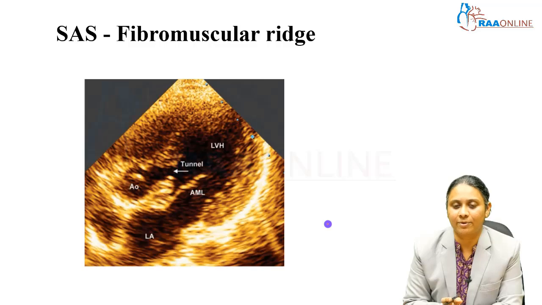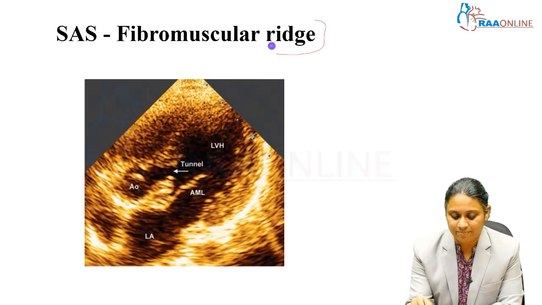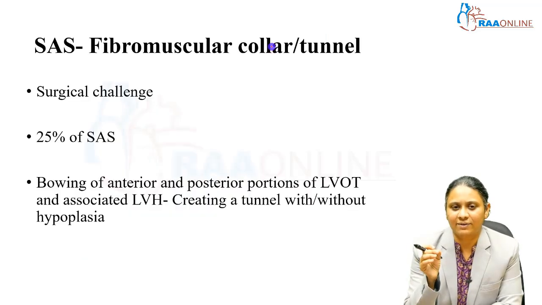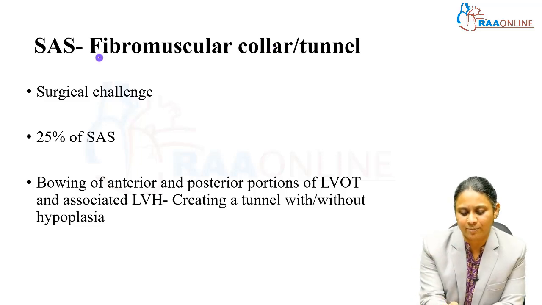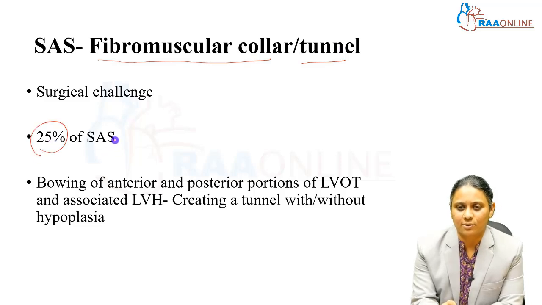The second type of fixed subaortic stenosis is the ridge type. So this ridge is a fibromuscular tissue starting 1 centimeter proximal to the aortic valve, at the level of the ventricular septal crest. So it can engulf the LV outflow tract. If it is severe, it is called a fibromuscular collar or a tunnel, which has more than 25% incidence of SAS. So what happens here?